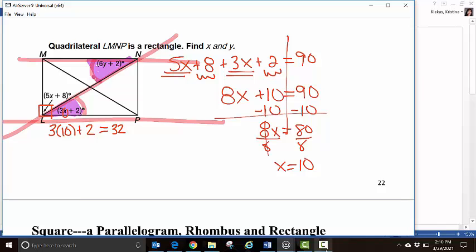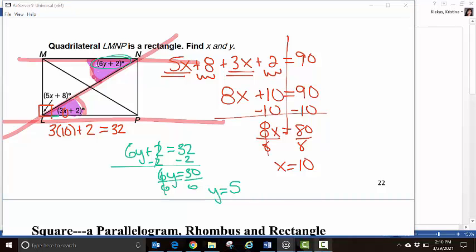So then we could say 6y plus 2 equals 32. And solve. Minus 2 from both sides. 6y equals 30, divided by 6, and y equals 5. Please make sure you have all of this in your notes.